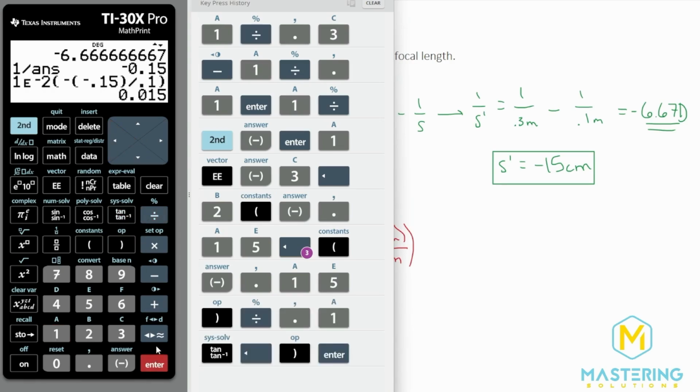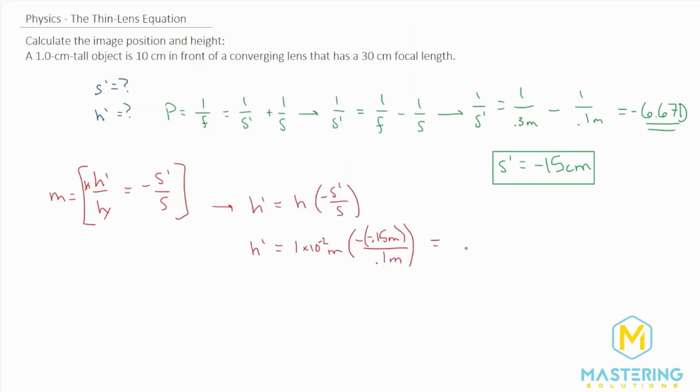There we are. This is in meters, so that gives us 1.5 centimeters, and that was a positive 0.15. The positive indicates, because of the sign convention, that we will have an upright image, which agrees with what we said earlier, that it's a virtual image, meaning the distance is virtual and the height is upright. So it's a virtual and upright image.